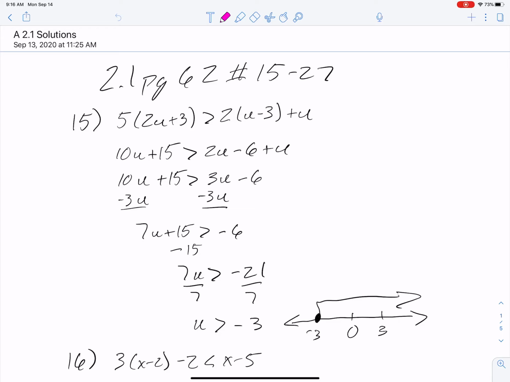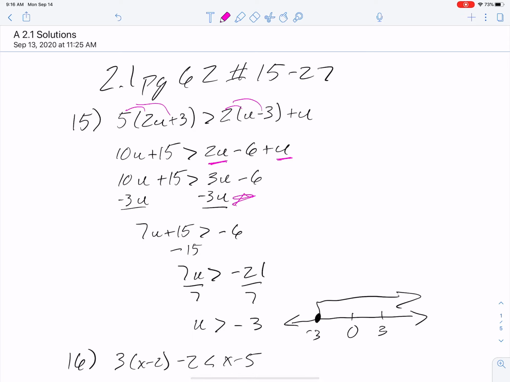All right, everybody. Here's the 2.1 homework, solving inequalities. Number 15, the first thing we're going to see is distribution on both sides of our inequality. So I end up with my 10u plus 15 and my 2u minus 6 plus u. I've got two like terms on my right-hand side, so I'm able to combine 2u and u to get 3u.